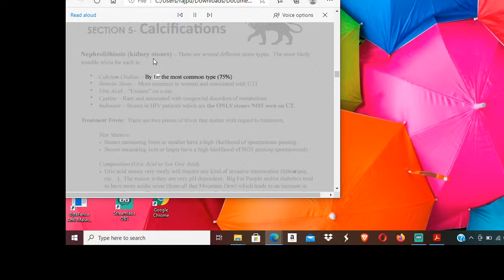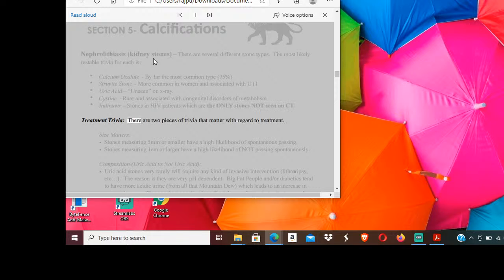Calcium oxalate, by far the most common type, 75%. Struvite stone, more common in women, and associated with UTI. Uric acid, unseen on X-ray. Cystine, rare and associated with congenital disorders of metabolism. Indinavir stones in HIV patients, which are the only stones not seen on CT.